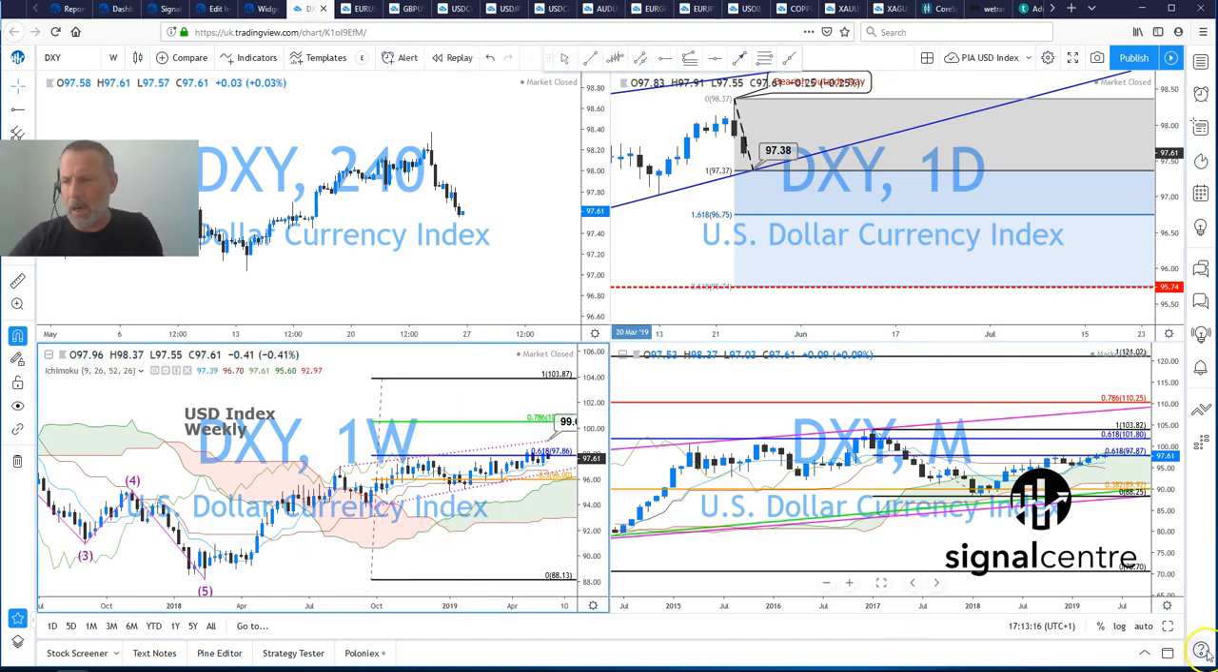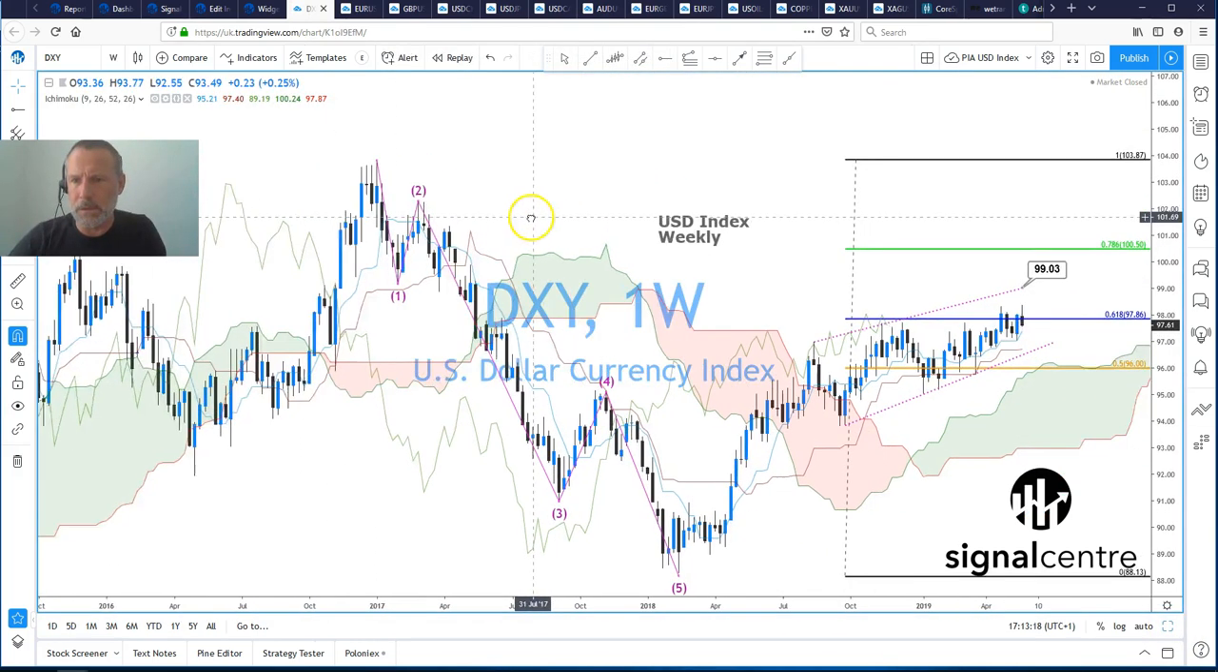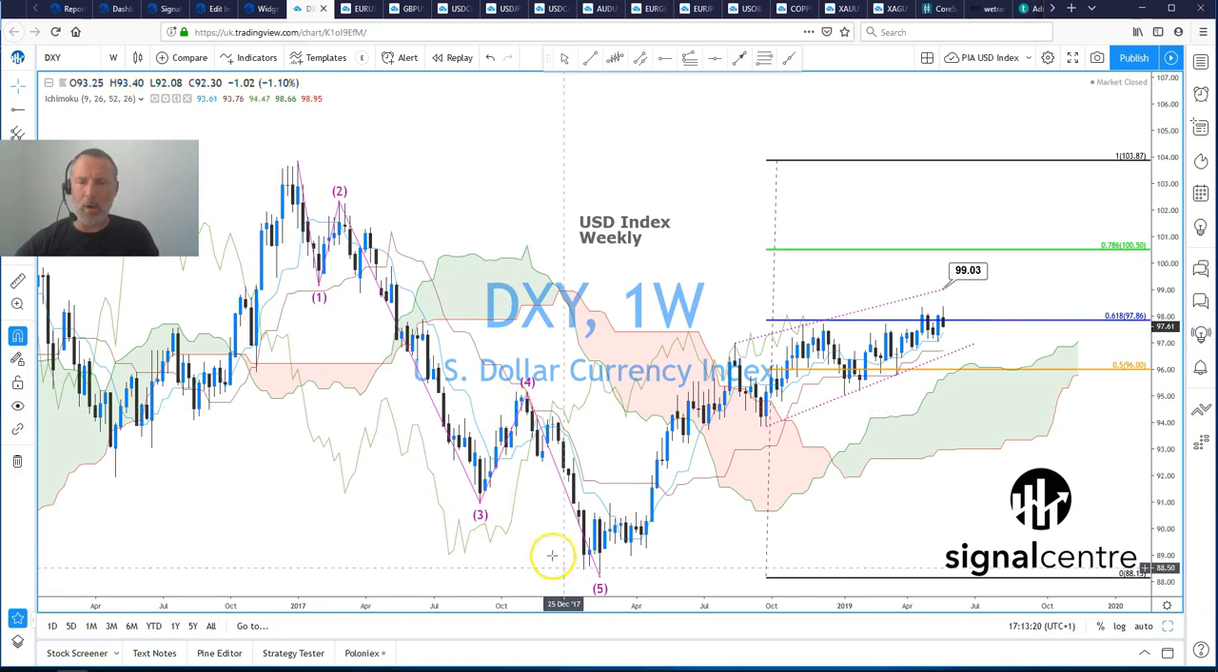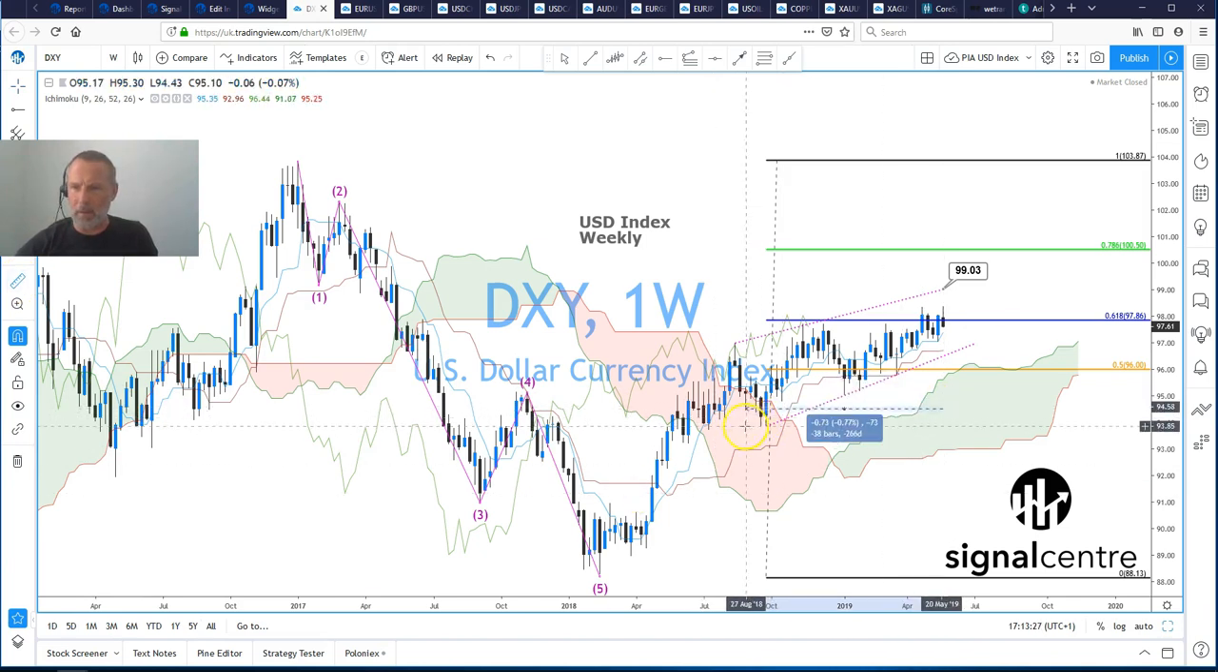Here we can see the weekly chart. We've had a bearish Elliott wave count to the downside, been holding within this wedge formation for quite some time now, actually 40 weeks. We've reversed all of last week's losses, which could be seen as an inverted hammer formation. The bias is now to the downside.